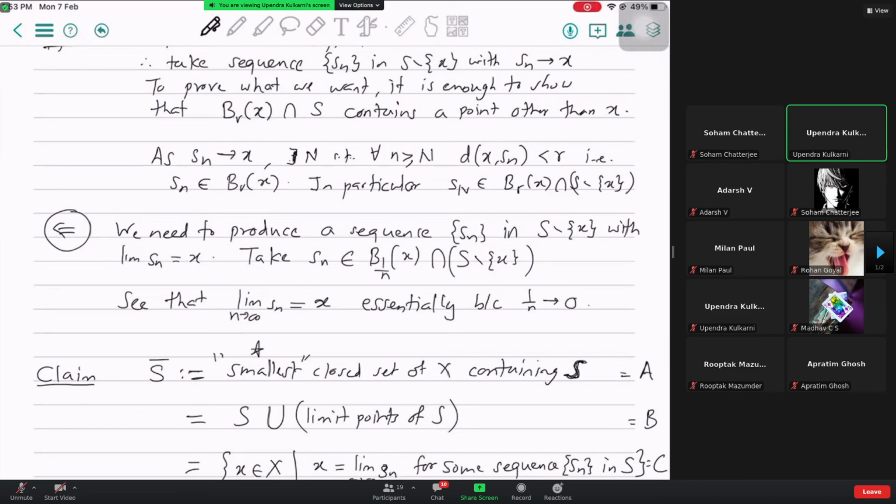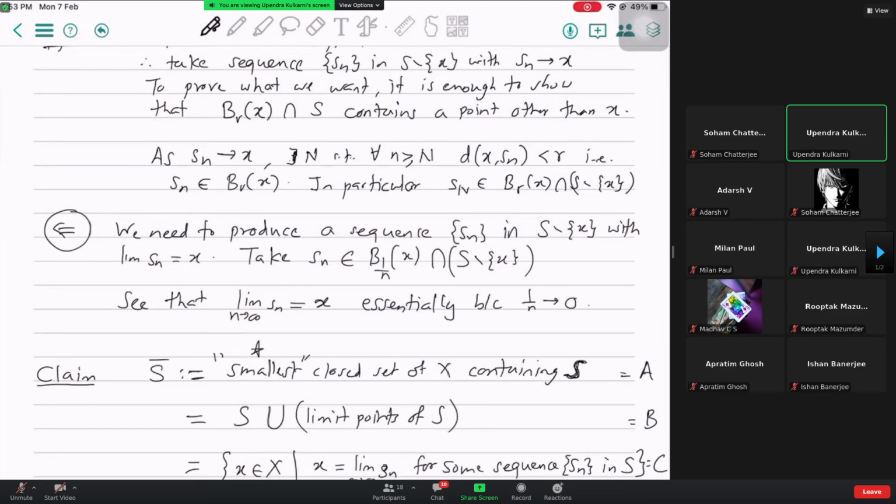The way I'm going to set this up is by saying that suppose something is in C, that is an element X, that is a limit of some sequence in the set S. I want to show that such a thing is in B. So the way I will show it is by saying, suppose this X is not in S, then it must be a limit point of S.